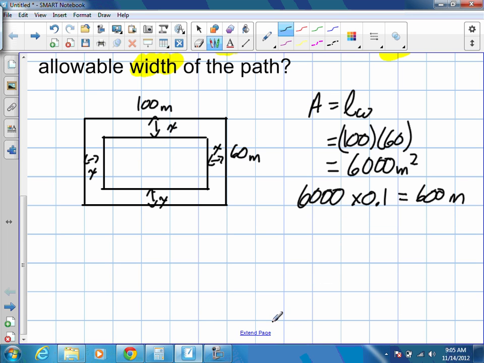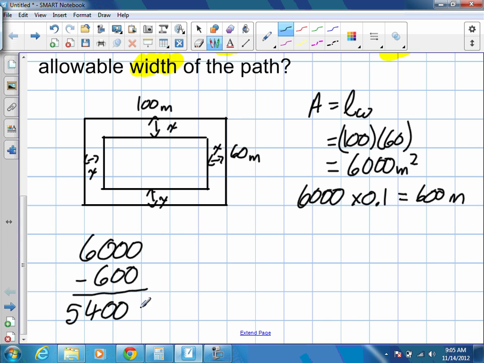So what's the new minimum area the park can be, if we're reducing it? So the old area was 6,000. We're going to reduce the area of the park by 600. So the new area of the park, or the minimum area it can be, is 5,400 meters squared. Okay? So we reduced it by max 10%.